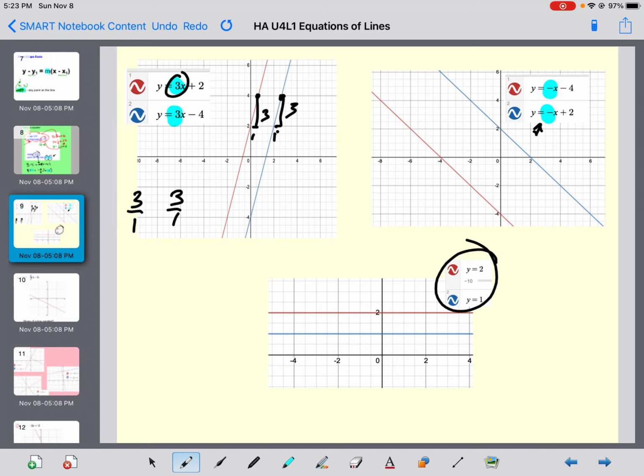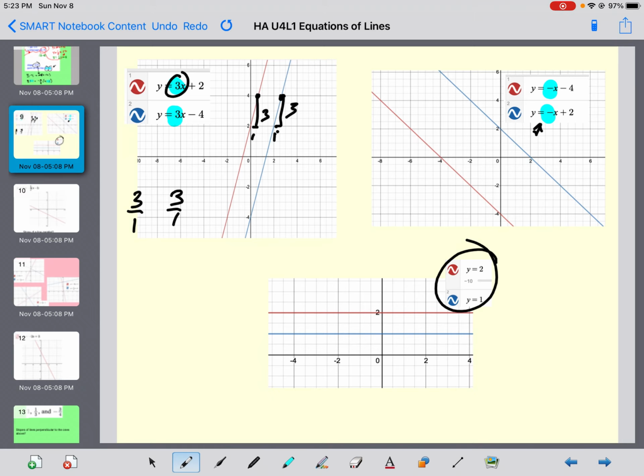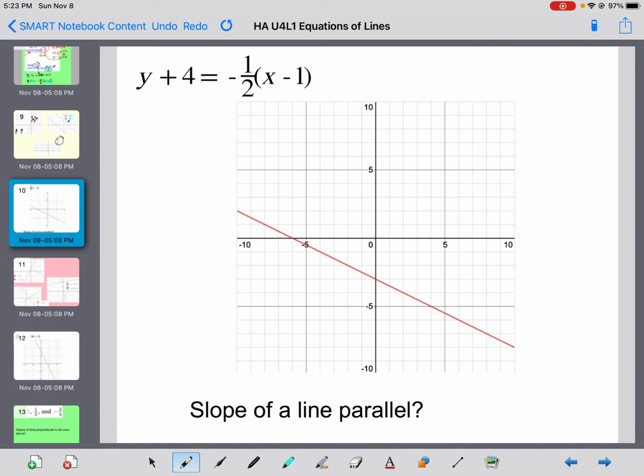Giving them the same slope, meaning they'll never crash into each other. So you might be asked, what would a parallel line be to this? And really the only thing that we need to pay attention to is that they have the same exact slope. So let's say, find the slope of a parallel line and then write an equation with an intercept of 0, 11.